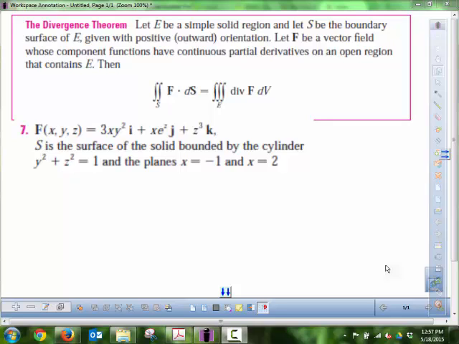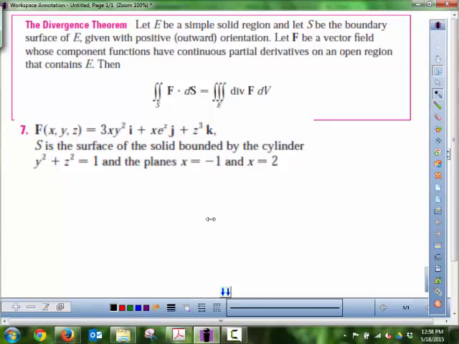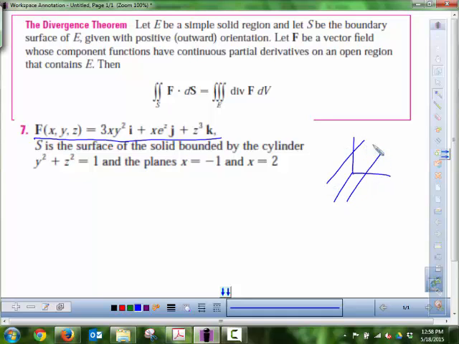Let's start off with this problem over here. We have a field and the surface bounded by the cylinder y squared plus z squared is equal to 1, and then the planes x is equal to -1, x is equal to 2. So your cylinder goes like this, and then you have a plane over here in front, x is equal to 2, and then the plane here in the back, x is equal to -1.